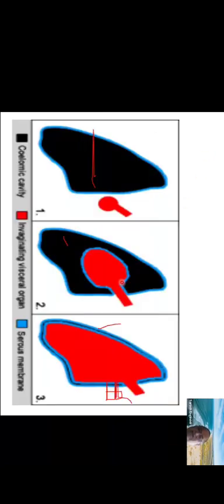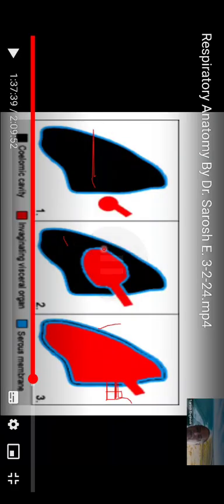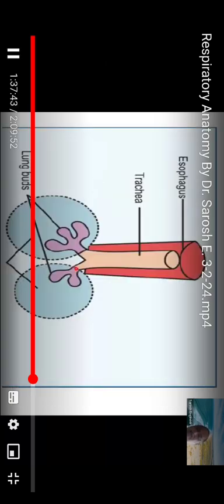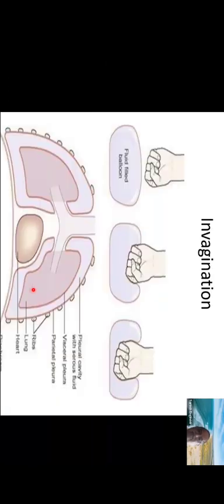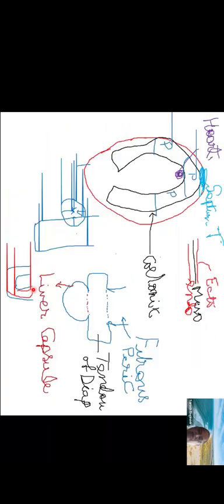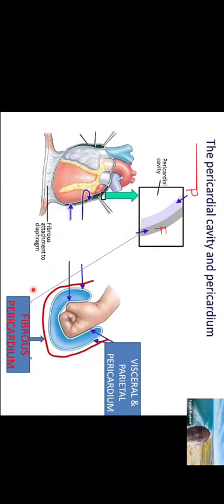So this is the wrong thing. It is not that the tree is existing from first lung. This is only to show invagination. This is to show exactly invagination as well as the branching. This is just to show invagination. This is to explain to you serous and fibrous pericardium, from where the fibrous pericardium came.